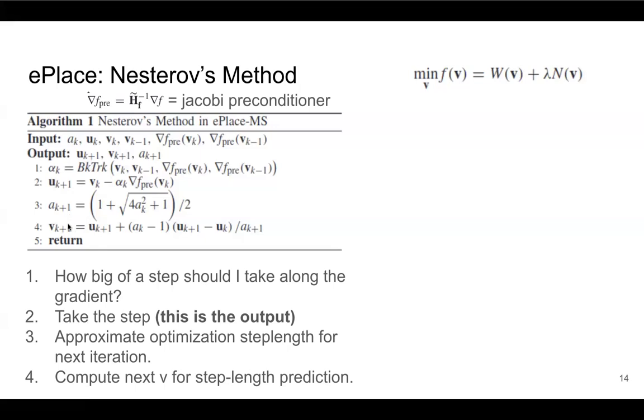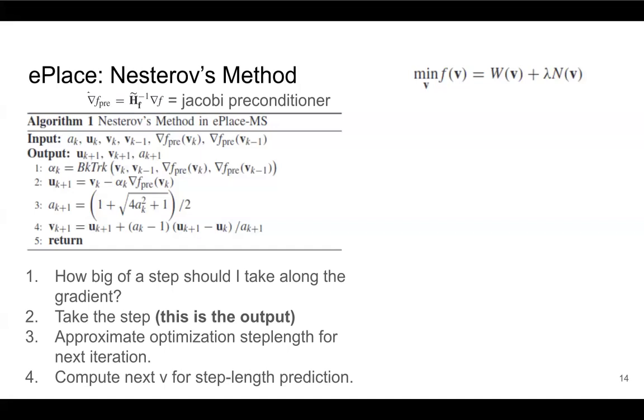Correct. And then v of k plus 1 is the next iteration, the final answer, plus some scaled offset of that. Oh, it's like a momentum term. Correct. Okay, so that's a momentum term. Yeah. And we see this also in the backtracking method.